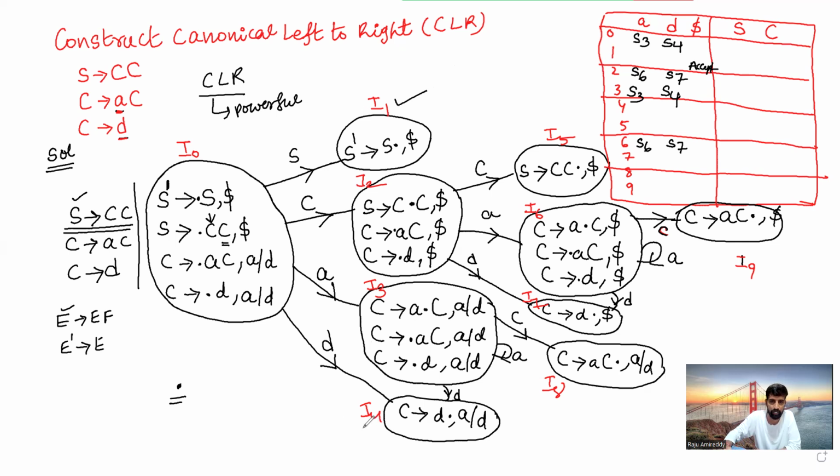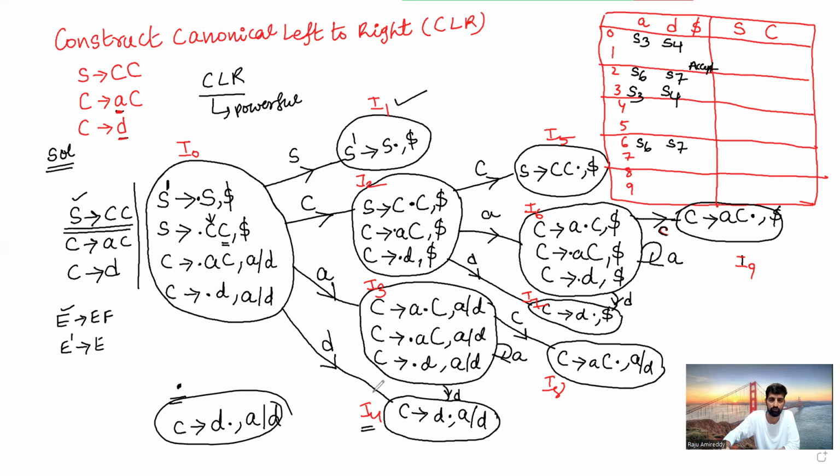Now you see I4. I4 is a final move. So this is C tends to D dot, comma, A by D. It is a final move. So when you observe this, I4 is a final move, I5 is a final move, I7 is a final move, I8 is a final move, as well as I9 is a final move. What is my final move? When you observe dot before the look ahead symbol, this is called a final move.